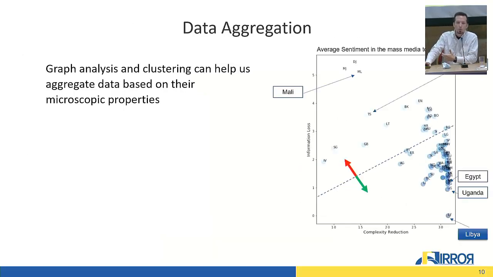One solution would be to use microscopic properties or the hidden relations that we find and apply some graph analysis and clustering techniques to aggregate the countries. And then we could see that, for example, for the average sentiment in the mass media towards the EU, we can safely, or more or less safely, group Libya with other countries like Uganda or Egypt because they have similar patterns of behavior, but it would no longer be such a good idea to group Libya, for example, with Tunisia or Mali, at least for this type of analysis.